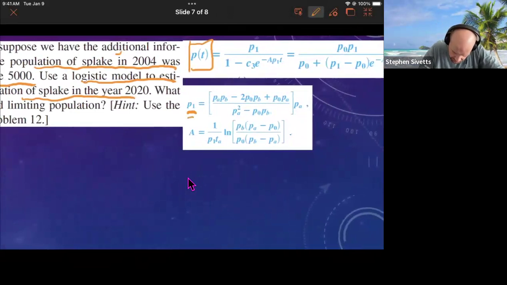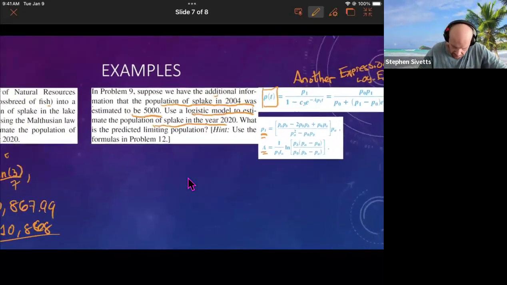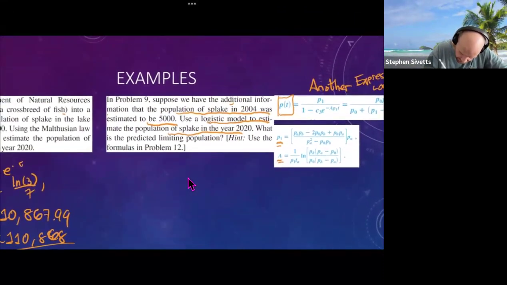So P1 would equal to PA times PB minus 2 times P0 times PB plus P0 times PA, divided by PA squared minus P0 times PB, all that times PA. And then the capital A quantity would equal to 1 over P1 times TA times the natural log of PB minus PA minus P0 divided by P0 minus PB minus PA.